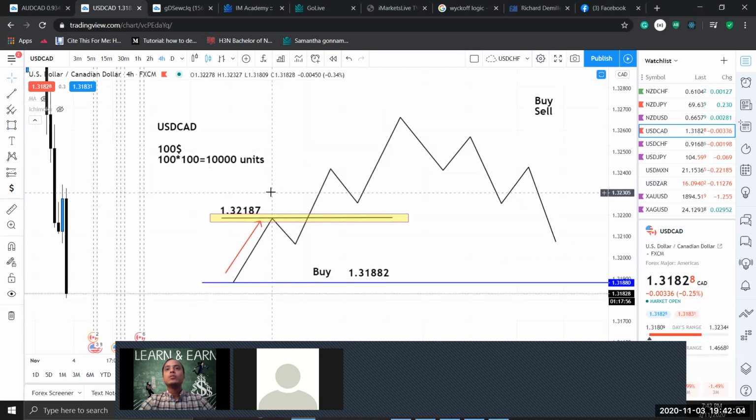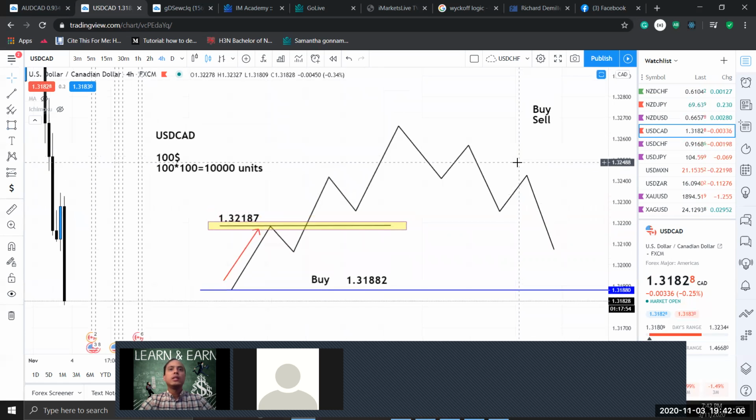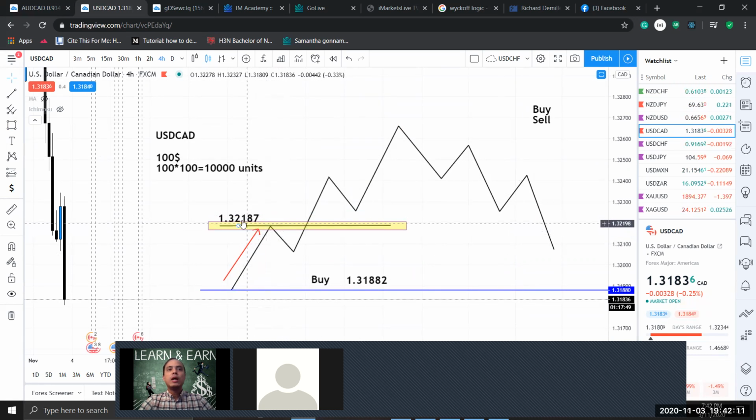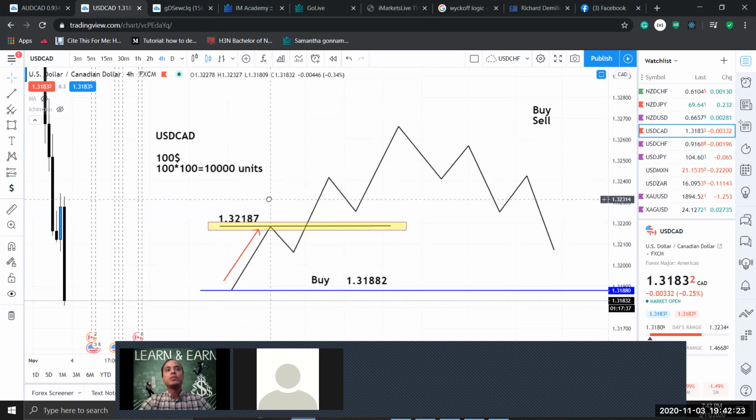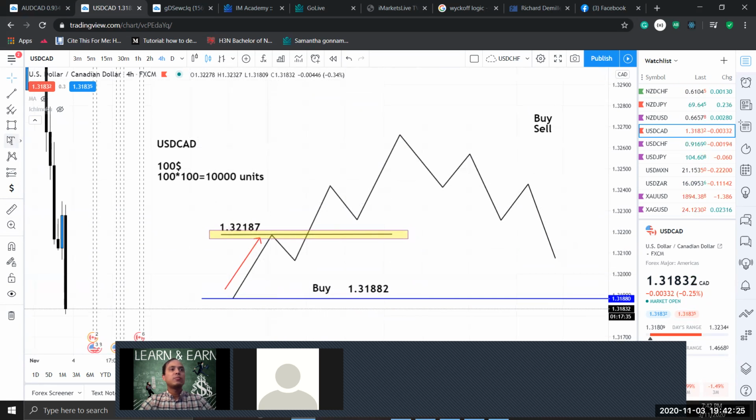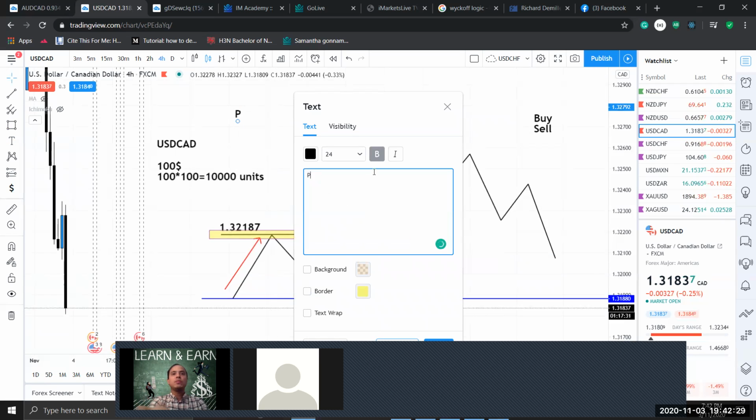So now the question occurs, we are buying, that's fine, so how do we calculate these profits? Because as you can see, the initial price was 1.31882 and the price has changed to 1.32187. So how do we calculate our profit? And here comes the next term called pips.